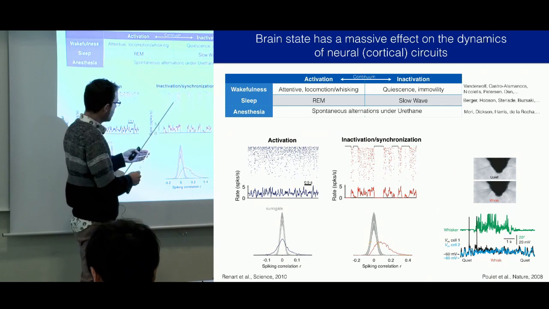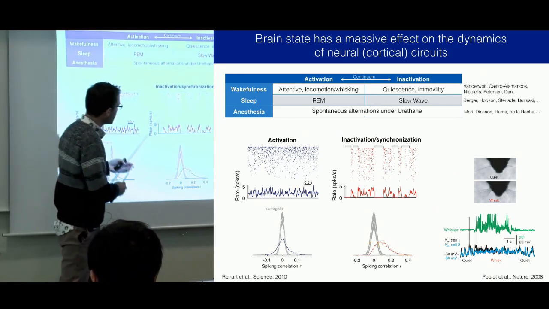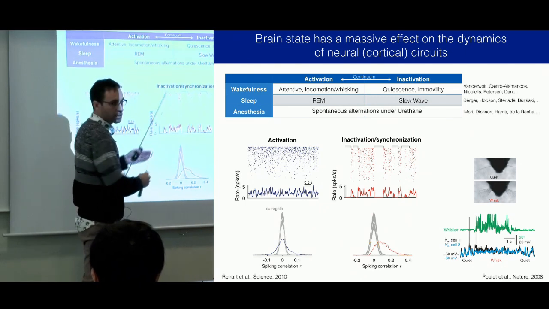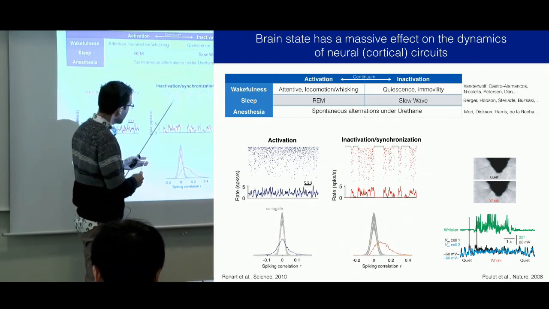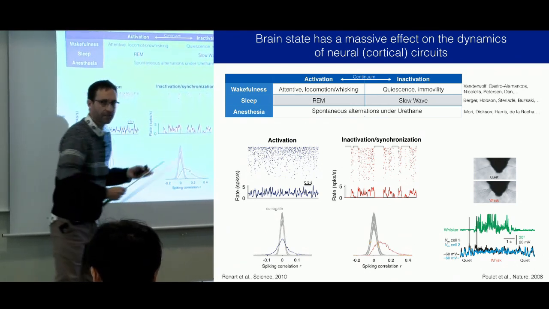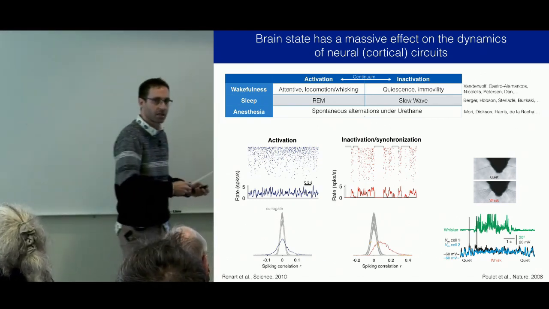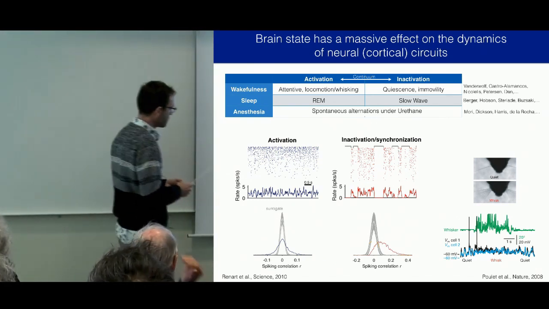During inactivation, you have alternations between periods of activity and periods of silence. But in general, this is a single state, okay? This would be an up state and a down state within a period where brain state is inactivated. Yeah? So are these two distinct states, or is there a continuum? No, it's a continuum, yeah.